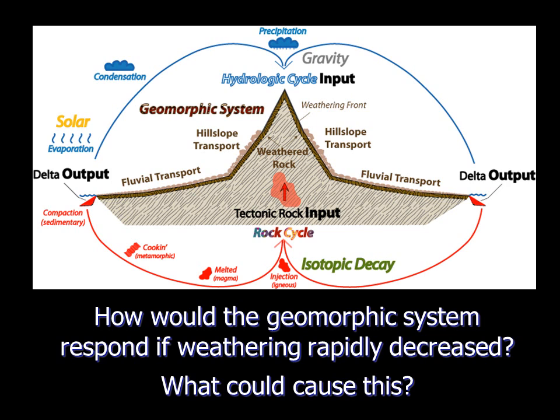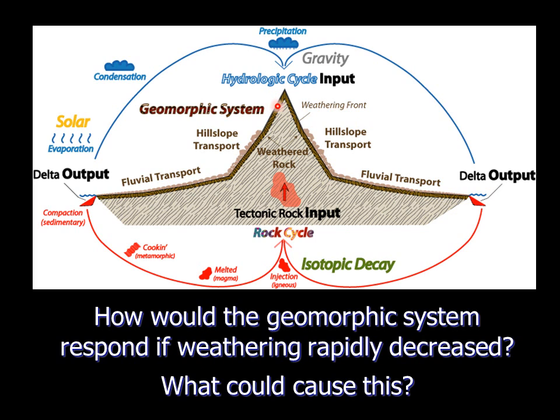Okay. How would the geomorphic system respond if weathering rapidly decreased? What could cause this? Well, before we go forward, I guess the general answer is this. What controls weathering is the hydrologic cycle. So the more rock that is exposed to water in the atmosphere, the greater your rate of weathering. So basically, if this decreases, it's probably a drying.